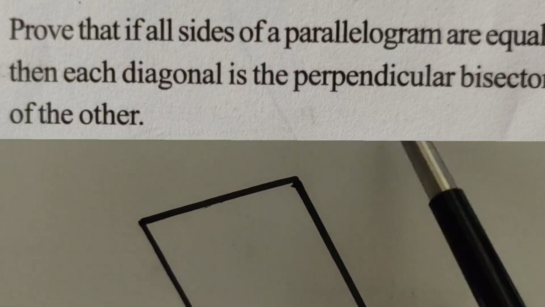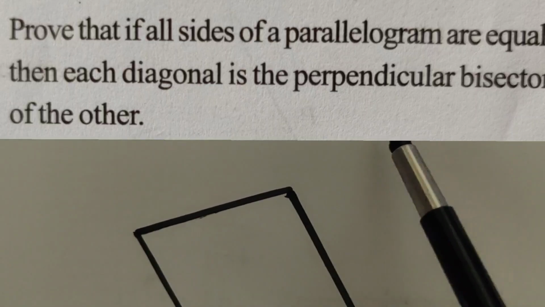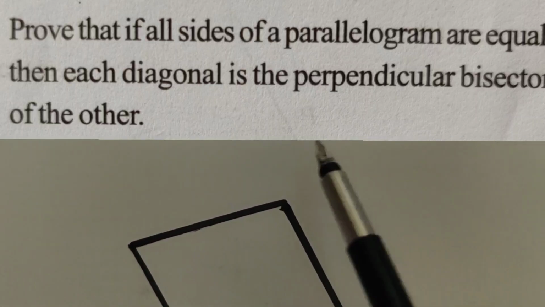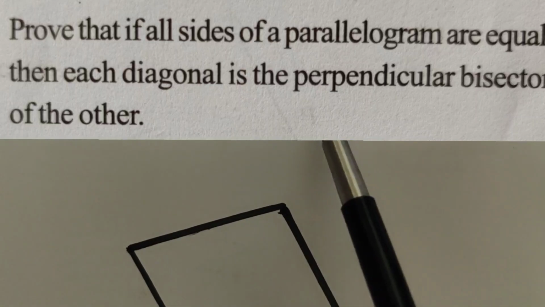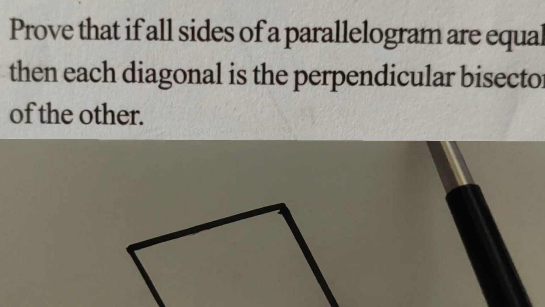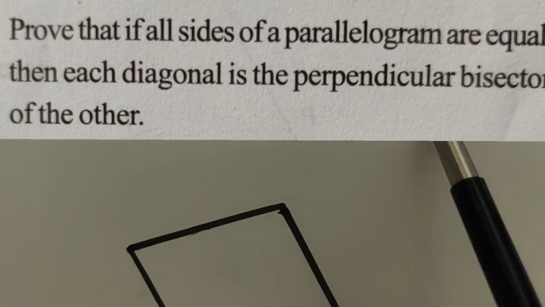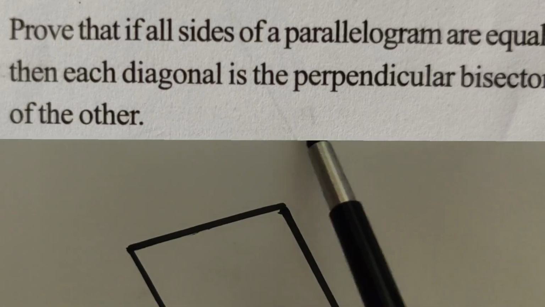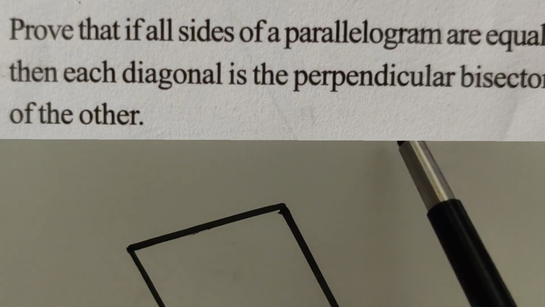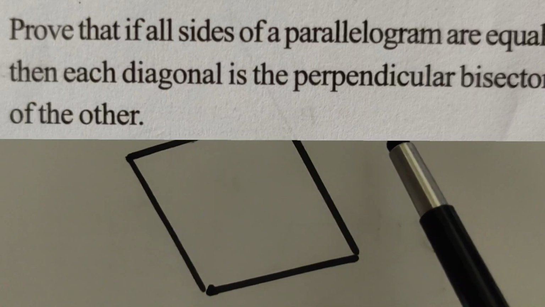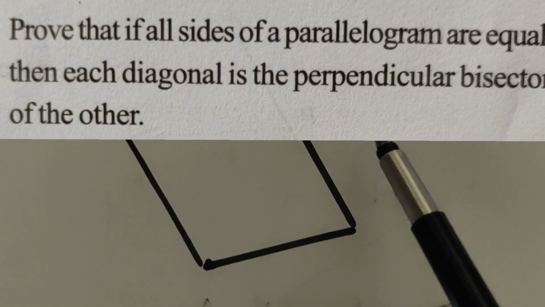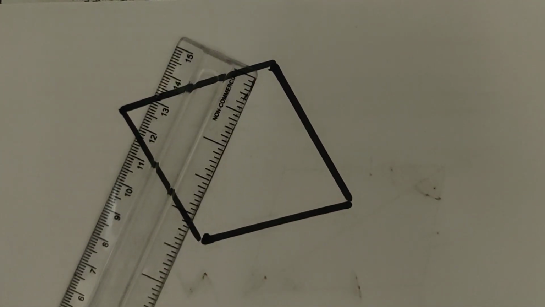And next question: prove that if all sides of a parallelogram are equal, then each diagonal is the perpendicular bisector of the other. Here we say it is a rhombus. Why do we call this a rhombus? If all sides of a parallelogram are equal, we can call it a rhombus. And now we construct the diagonals of the rhombus.